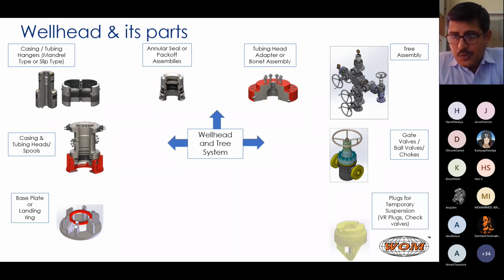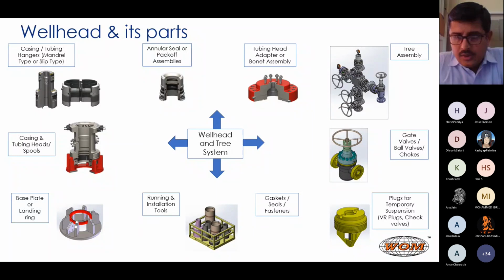It has gate valves assembled to it. It has different plugs for temporary suspensions. It can be a VR plug, a kind of valve removal plug, or a check valve. It can be a back pressure valve or a two-way check valve. It has different seals, fasteners, gaskets to protect against the pressures which are coming from the bottom. It has different kinds of running tools like wear bushings.